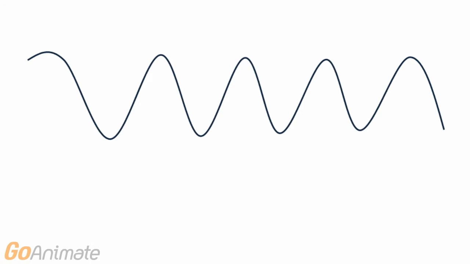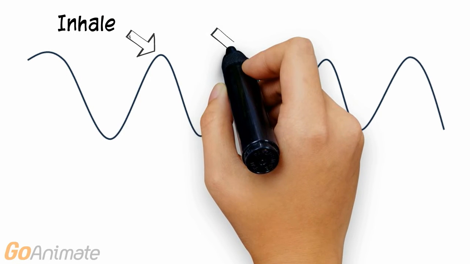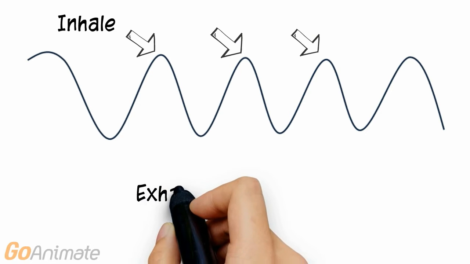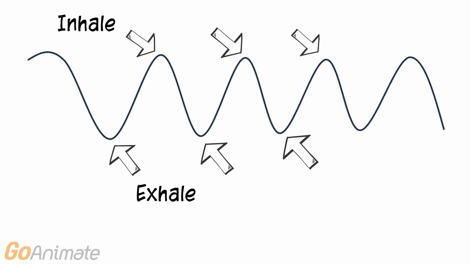If we were to graph the amount of air entering and exiting the lungs during resting breathing, it would look like this. The line goes up when the volume inside the lungs increases during inhalation, and it goes down when the volume decreases during exhalation. Each peak represents the volume of air that entered the lungs during inhalation. Likewise, each valley represents the volume of air that exited the lungs during exhalation.